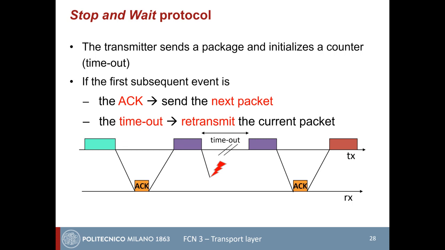So once the sender has transmitted the packet, it has to wait. That is why it is called stop and wait. So it does not go on immediately to transmit other packets. And it waits for an event. This event can be the arrival of the ARQ. In this case, the transmitter sends the other packet. Or the expiration of the timeout, in which case there is the retransmission. Okay.